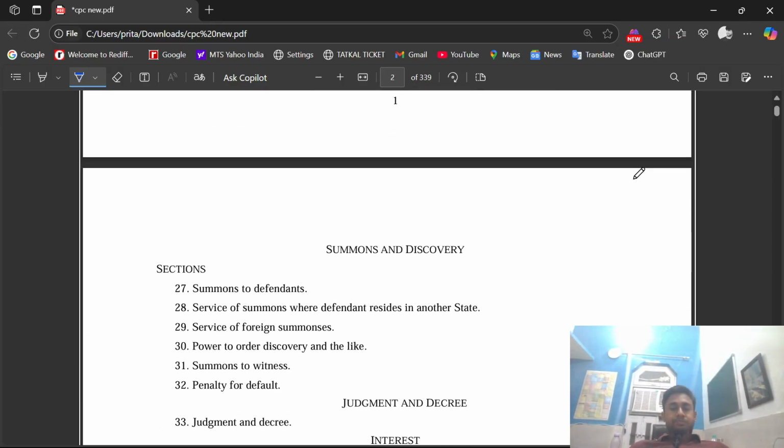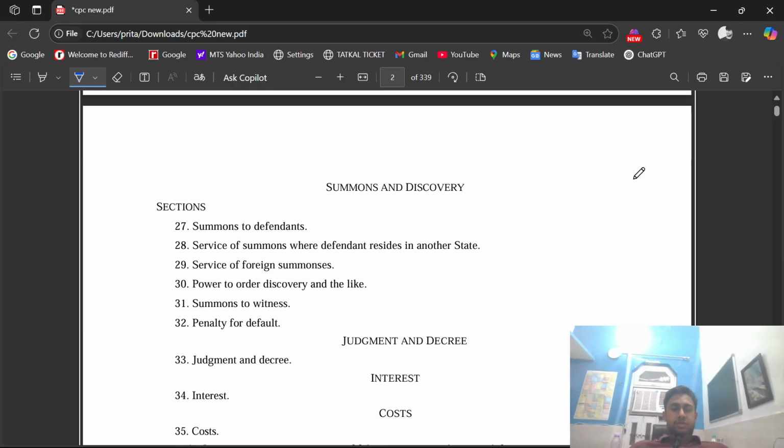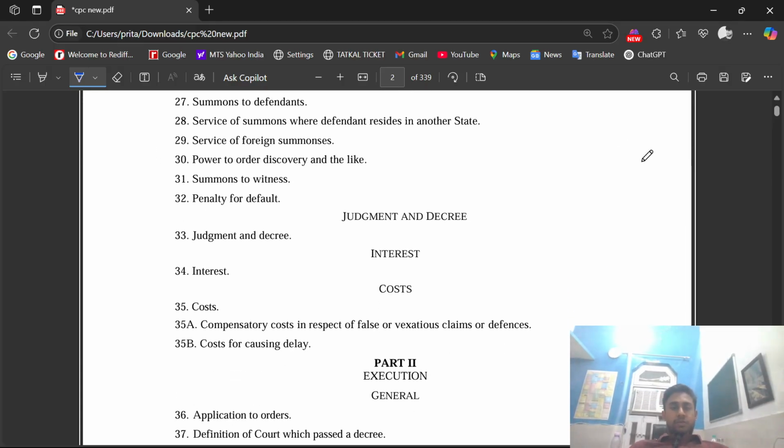Next subheading is summons and discovery. Section 27, summons to defendant. Section 28, service of summons where defendant resides in another state. Section 29, service of foreign summonses. Section 30, power to order discovery and the like. Section 31, summons to witness. Section 32, penalty for default.